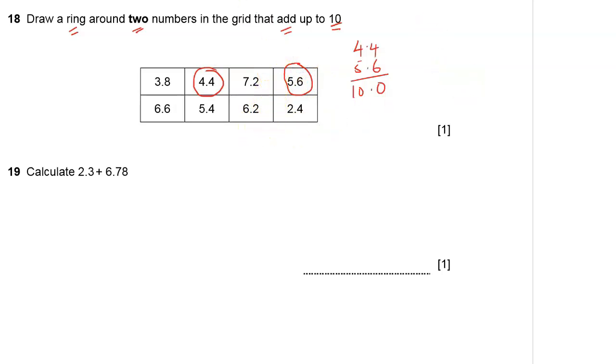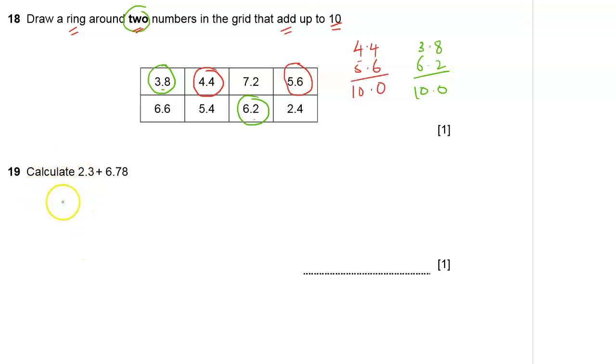And those are not the only numbers that add up to 10. You can also notice that if you add 3.8, this one here, and 6.2 right here, when you sum them up, you still get 10. So I can also draw another ring around these two. But you don't have to draw rings on four numbers. You can only draw rings on two numbers. The instruction is on two numbers. I was just showing you that you can draw rings on the other numbers.